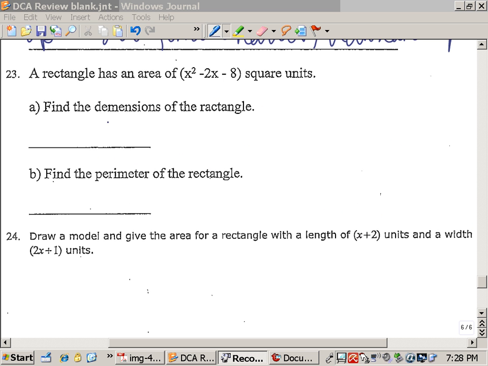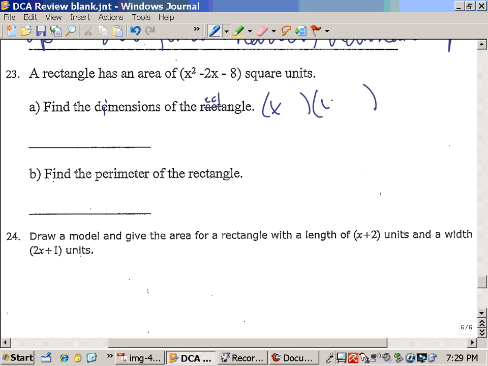On 23, I need to find the dimensions. Uh-oh, there's a typo. I need to find the dimensions of the rectangle. Basically, that's asking me to factor. So I need to do my parentheses, fill in my x's, multiply to give me 8, add to give me negative 2. That's going to be a minus 4 and a plus 2. So those are my dimensions.